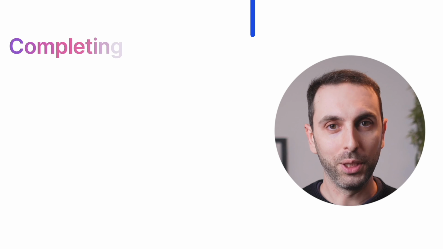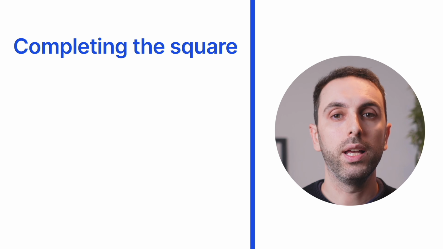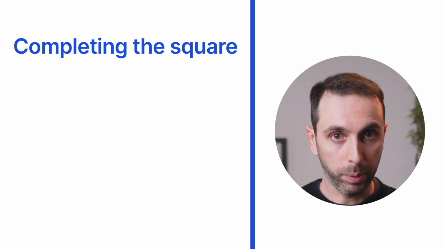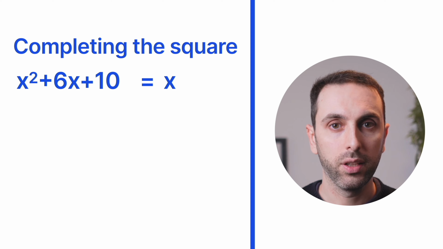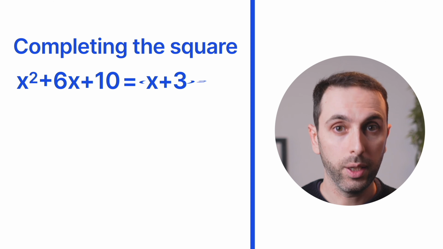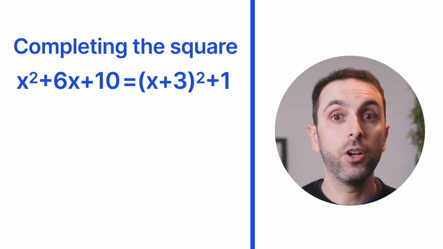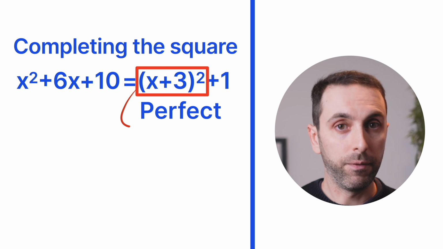So what is completing the square? Completing the square is a method of rewriting a quadratic expression, such as this one, in the form of a variable, say x, plus a constant, all squared, plus another constant. The first part is considered to be a perfect square.